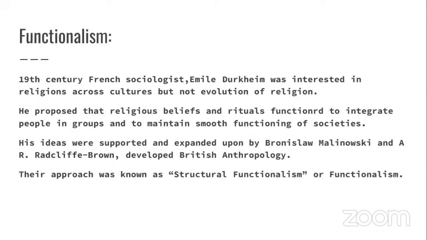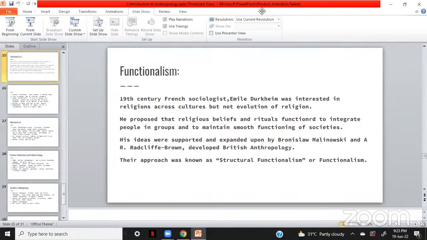Now there are two very important concepts that are given, and there's a need to understand them very carefully. Number one is functionalism and number two is structuralism. So what is functionalism? Many anthropologists who worked in Boas' time, mostly in Europe, based their research on the theories of the 19th century French sociologist Emile Durkheim. Durkheim was interested in religions across cultures, but not in the evolution of religion.